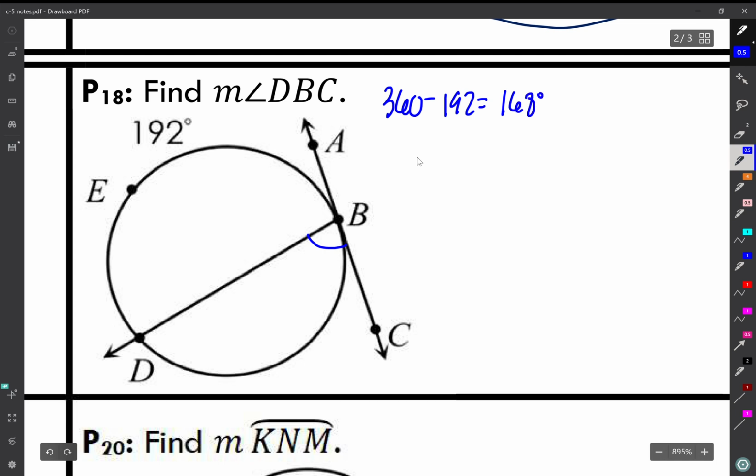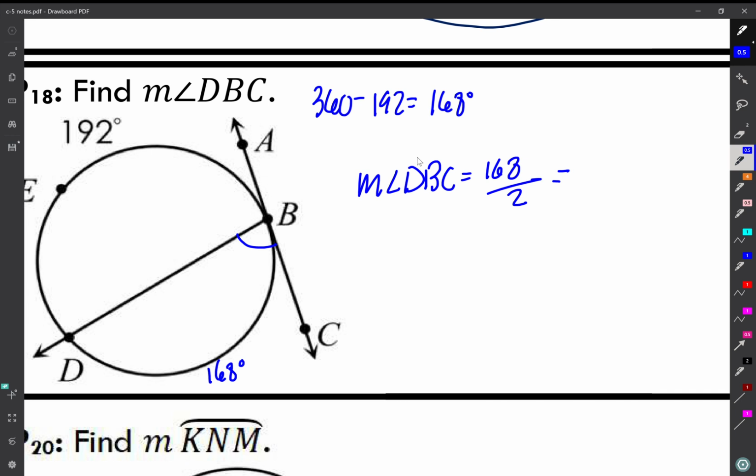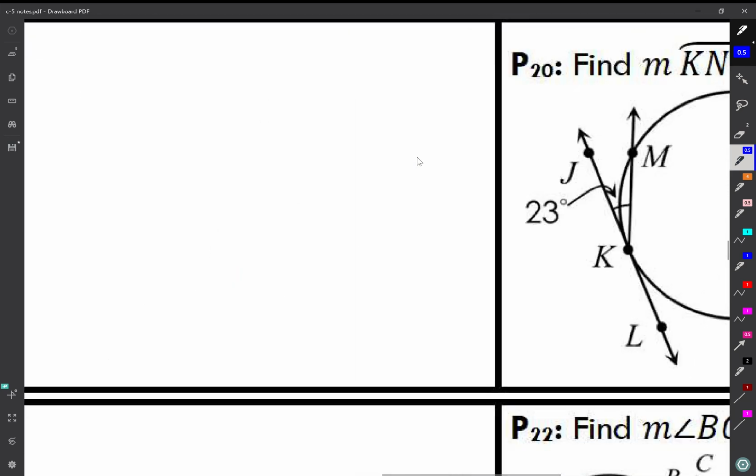And that is my arc over here. Now, to get my angle, we'll just divide that by 2. That's equal to 84 degrees. Very good. Moving on. Number 19.